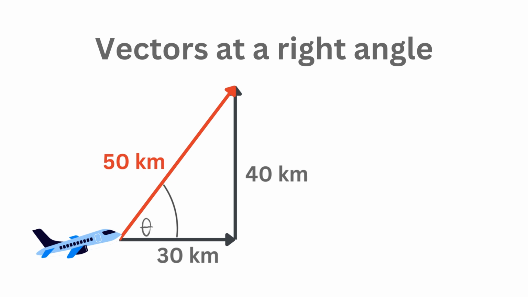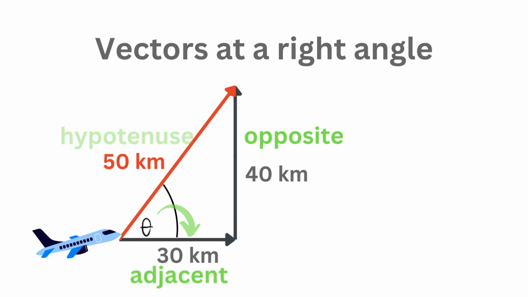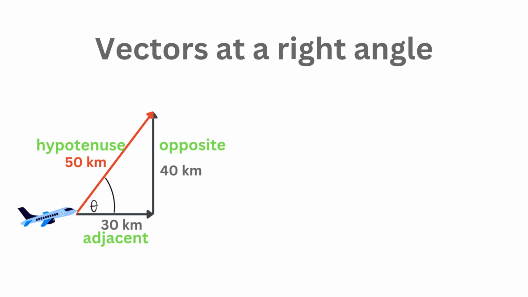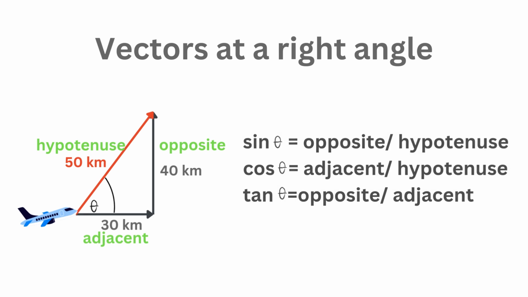To do this, we use trigonometry. In a right-angled triangle, we have 3 sides: the opposite side, the adjacent side, and the hypotenuse. The opposite side is the side opposite the angle we're trying to find. The adjacent side is the side next to the angle. The hypotenuse is the resultant vector, which is the longest side. To find the angle, we use one of the 3 primary trigonometric functions: sine, cosine, or tangent.